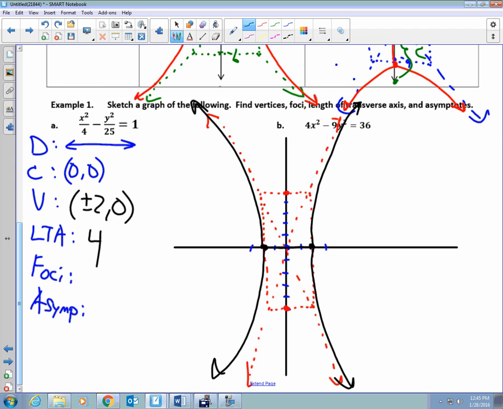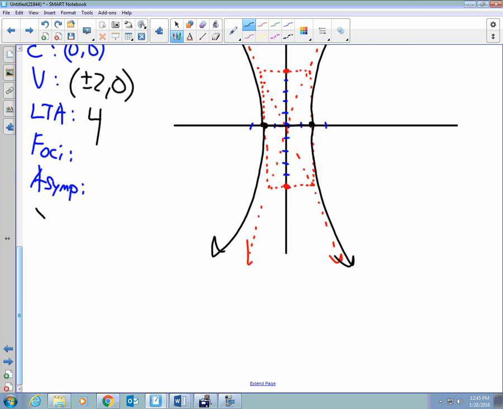Foci. Well, let's do the equation for the asymptotes first. I got y minus k. What's k? 0. So you just got y equals, and then what's x minus h? 0. So well, x. So all we have is the slope. What's the slope? Slope of these bad boys. Yeah, what's b divided by a? Just look at your box. It's up 5 and over 2.